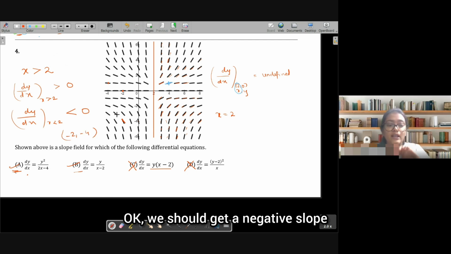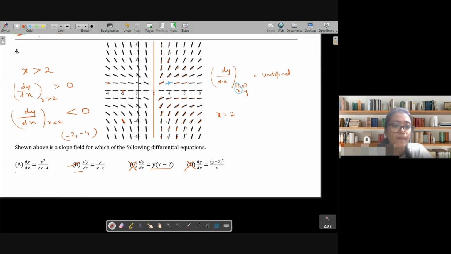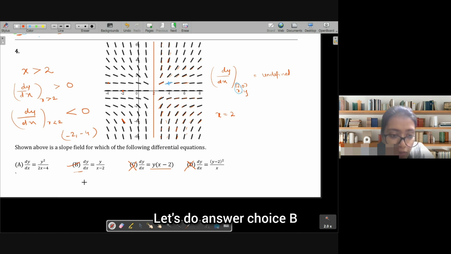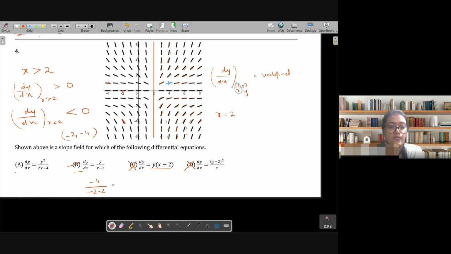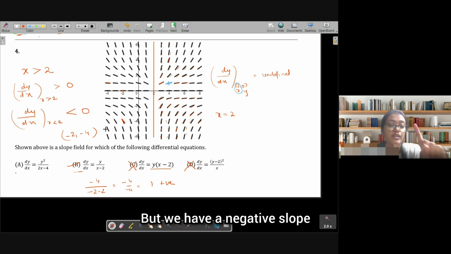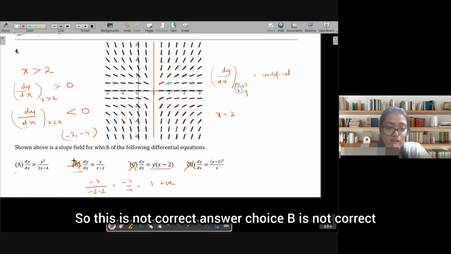Okay, we should get a negative slope. Let's do answer choice B. So y is negative 4 and x minus 2, that means minus 2 minus 2. This is negative 4 over negative 4, which is 1, which is positive. But we have a negative slope. So this is not correct. Answer choice B is not correct.